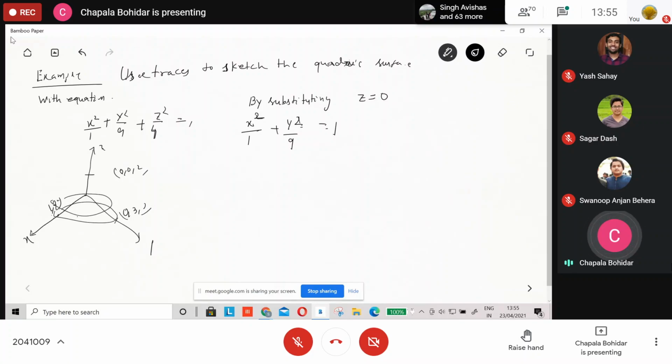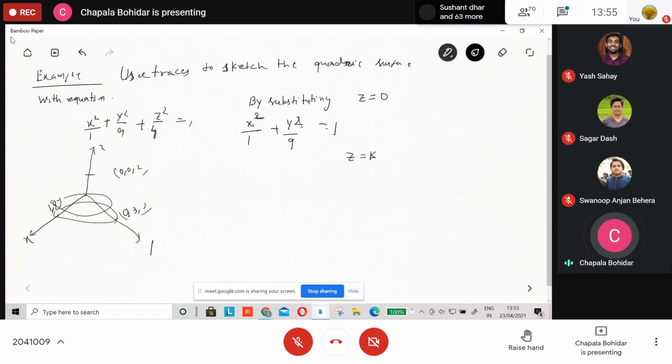Is it horizontal trace or not? Yes, ma'am. Okay. If I put z is equal to 0, then it is only in the xy plane. If I put z is equal to k, all the ellipses lie along the z axis.